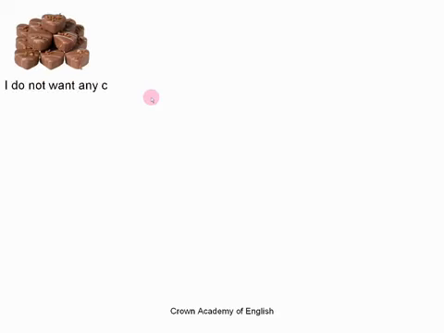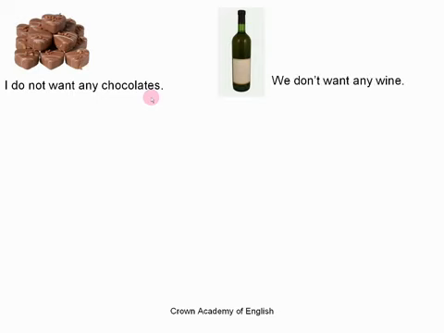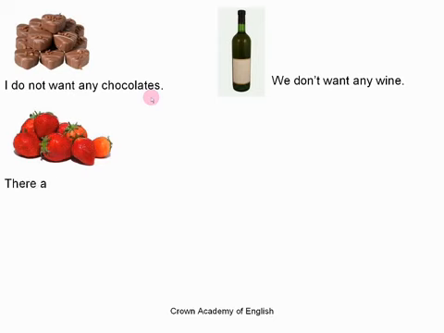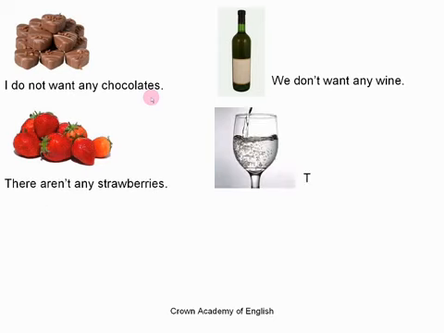And finally, I am now at a restaurant with some friends, and I am talking about food with them. And I am saying, I do not want any chocolates. We don't want any wine. There aren't any strawberries. There isn't any water. So we are using the word any.